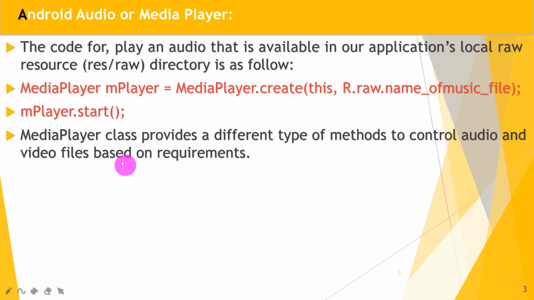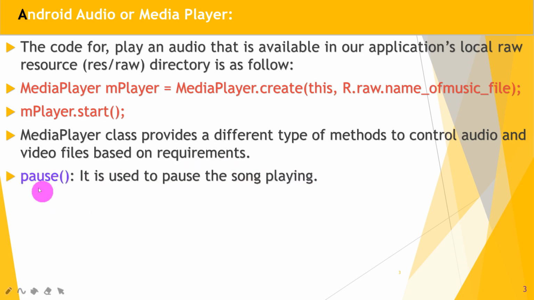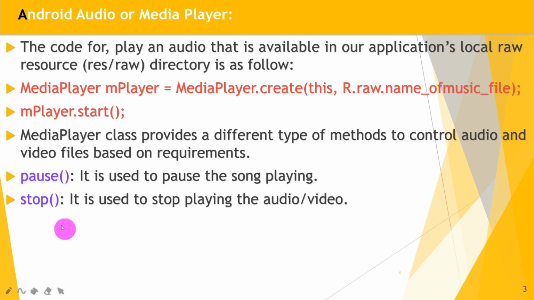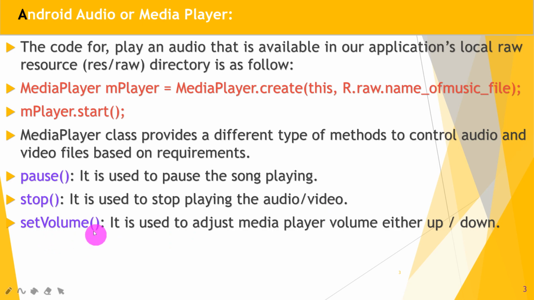So the MediaPlayer class provides different types of methods to control audio and video files based on the requirements. So the first method we know, that is the start method, to start or play the audio file. Then pause, it is used to pause the song playing. The stop method is used to stop playing the audio or video. Then setVolume, it is used to adjust the MediaPlayer volume, either to increase or to decrease the volume of your media player by using the setVolume method.